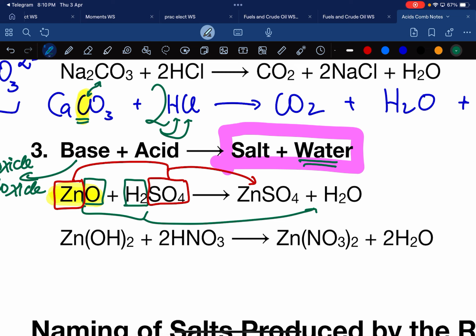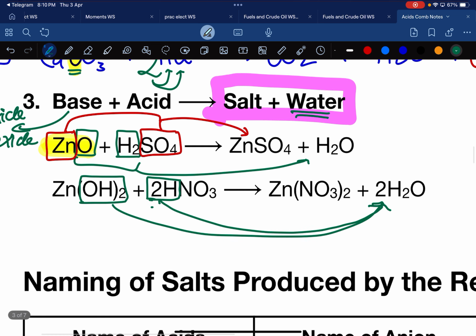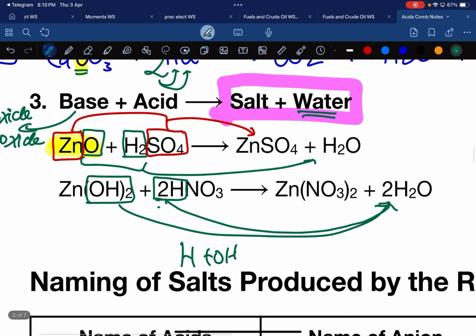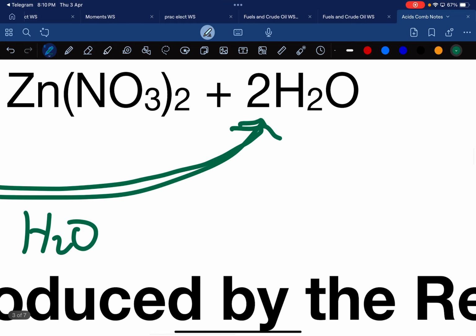The second one works the same way. OH and H again form water. H plus OH give you H2O, right? I thought both of them is two. Agree. That's why I have two waters.